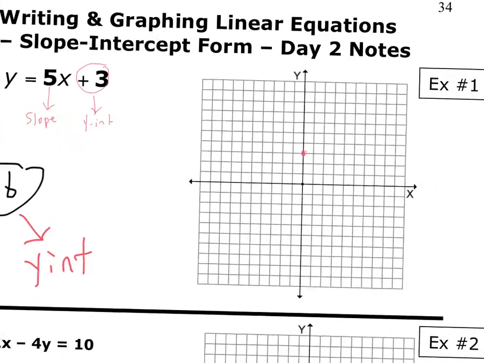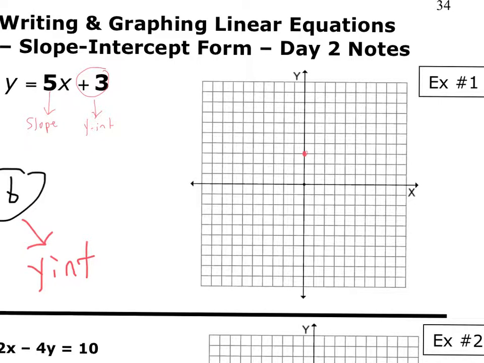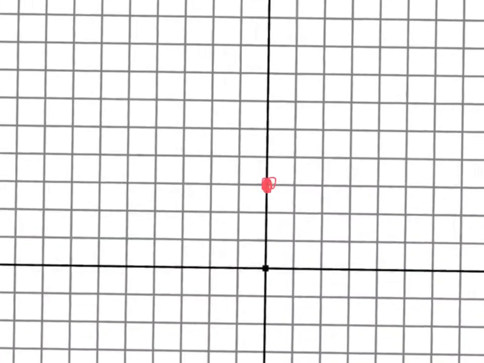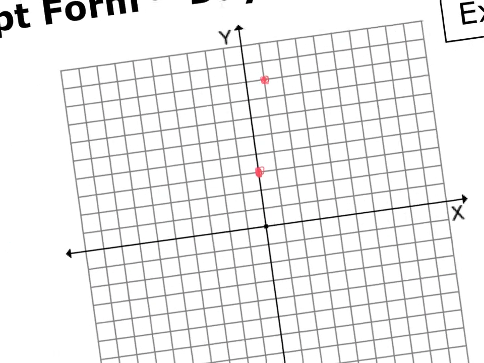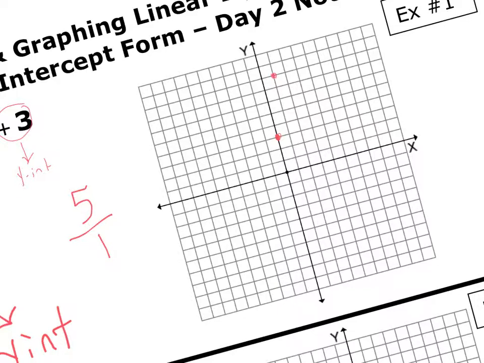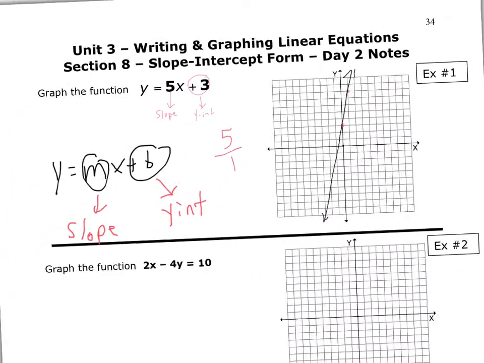Okay, so we have our point of 3, and we have our slope. Remember, slope needs a rise and a run. Well, if you have a slope of 5, you have a rise of 5, a run of 1. So from that y-intercept, I'm going to rise 5: 3, 4, 5, and run 1. Okay, so there you have your 2 points, and then you can go ahead and draw your line through them. Okay, so that is graphing when you have it in slope-intercept form.